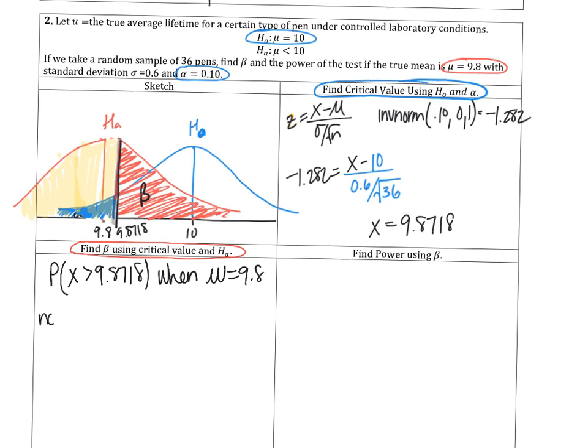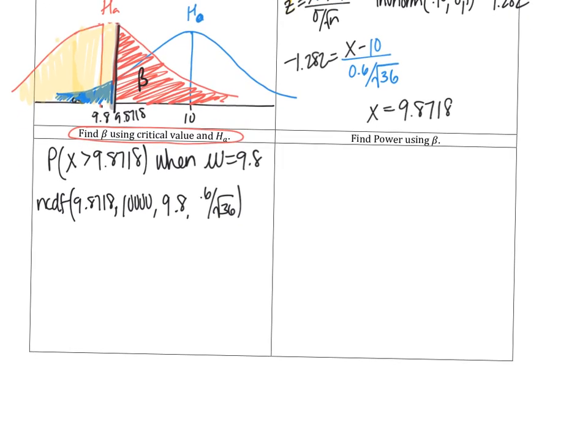We can use normal CDF now. A lower bound of 9.8718, an upper bound of something big like 1,000 or 10,000, whatever. Your mean or your central value is 9.8, and your standard deviation is 0.6 over square root of 36. We can crunch this out, and we get out a value of 0.236. So we have a 23.6% chance of making a type 2 error.